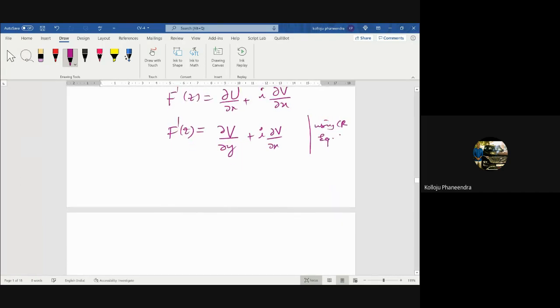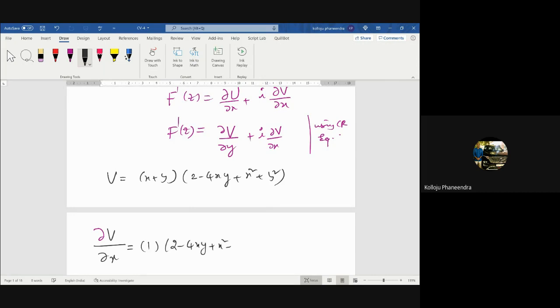Done. So let me calculate one by one. First one, ∂V/∂x. What is V? V is nothing but (x plus y) into (2 minus 4xy plus x square plus y square). So first, this derivative is 1, and this is taken as constant, x square plus y square. Next one, plus x plus y taken as constant, and this is minus 4y plus 2x.